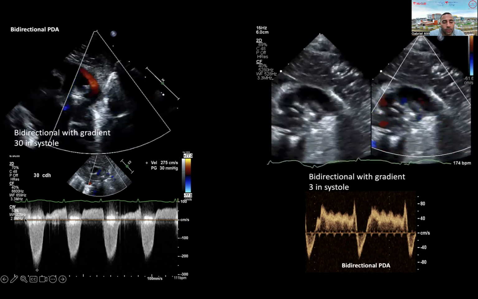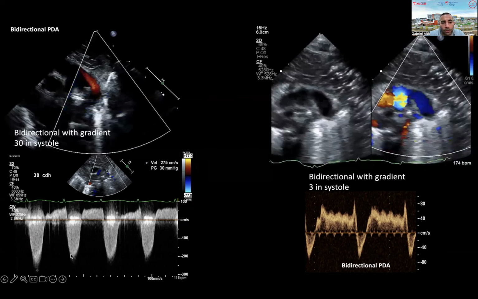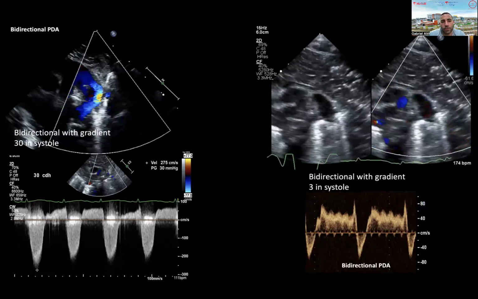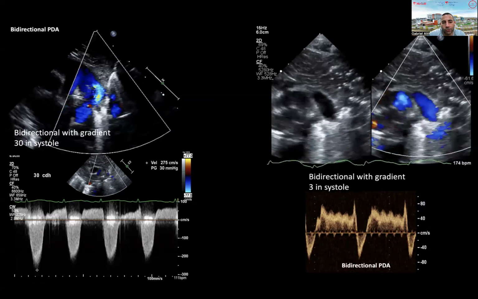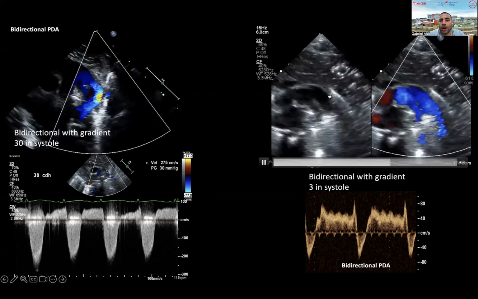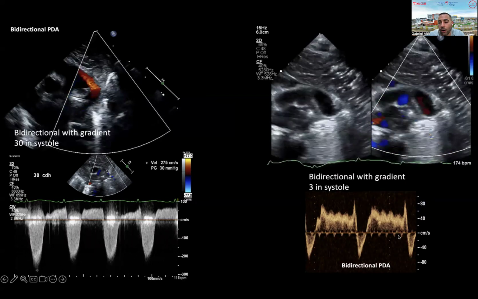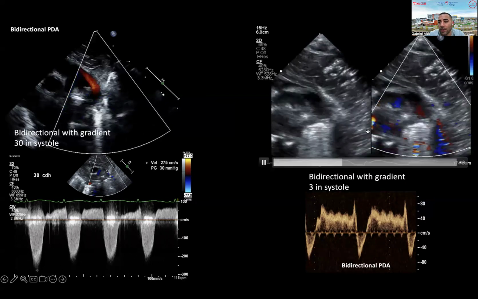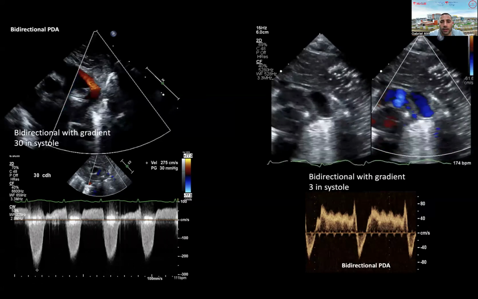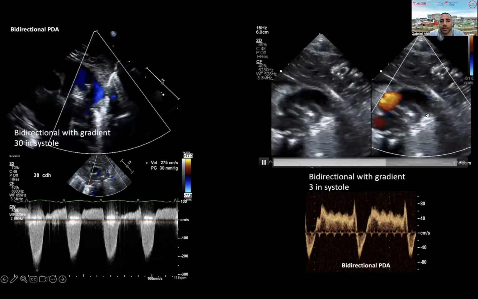So this is a CDH patient who has a bidirectional shunt, and here the gradient is about 30 millimeters of mercury just after the QRS, telling me that the PA pressure is about 30 millimeters of mercury above the systemic pressure in this particular patient at the time of assessment. Same thing when you have a large duct, you can get a bidirectional shunt, but this time the velocities are very low because you get a rapid equalization of pressure between the two compartments, considering that this duct is very large. But you can see the blue and the red telling you that this is bidirectional.